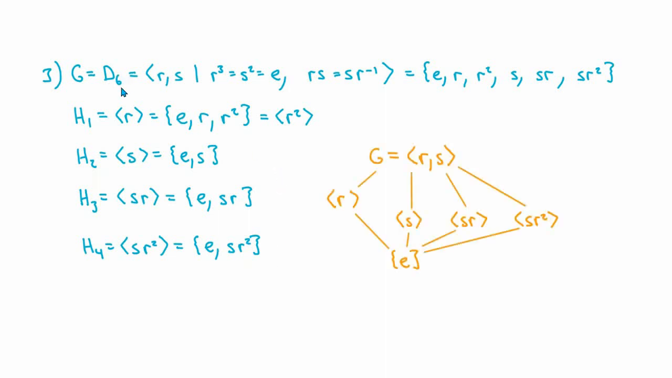Therefore, the lattice of subgroups for this group looks like this, with G at the top, the subgroup of order 3 listed next, and the subgroups of order 2 listed next, and then with the trivial subgroup listed at the bottom.